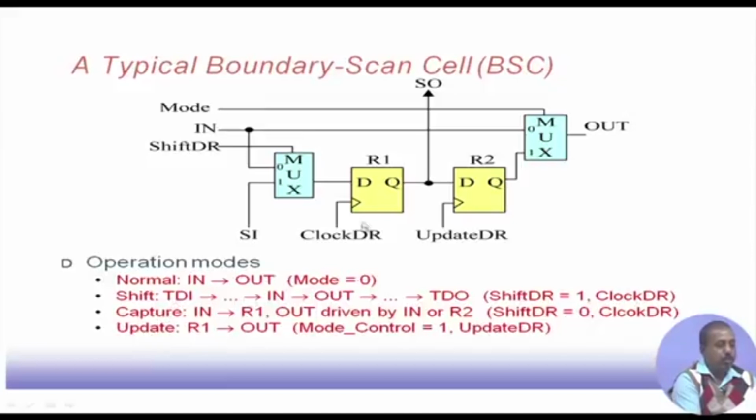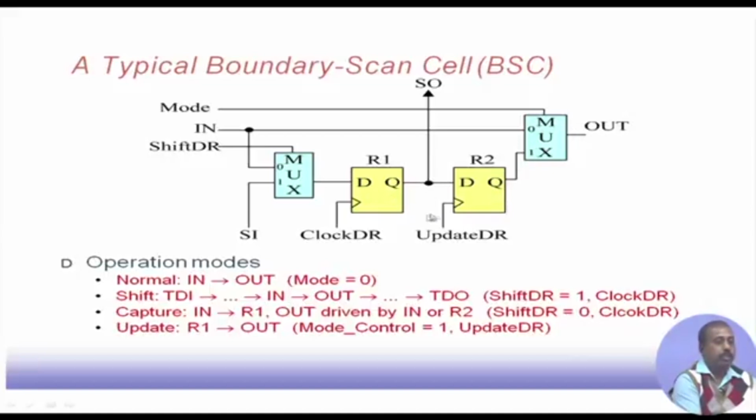Then in the update mode, the content of this R1 will be available at the output. How does this happen? The mode control is equal to 1 and this update DR is given. Update will be given after capture only. After capture this R1 is containing the value. When update DR is given, this value will come to R2 as well. So, this value will be stored in R2 and then the mode is selecting 1, so this is available at the output.